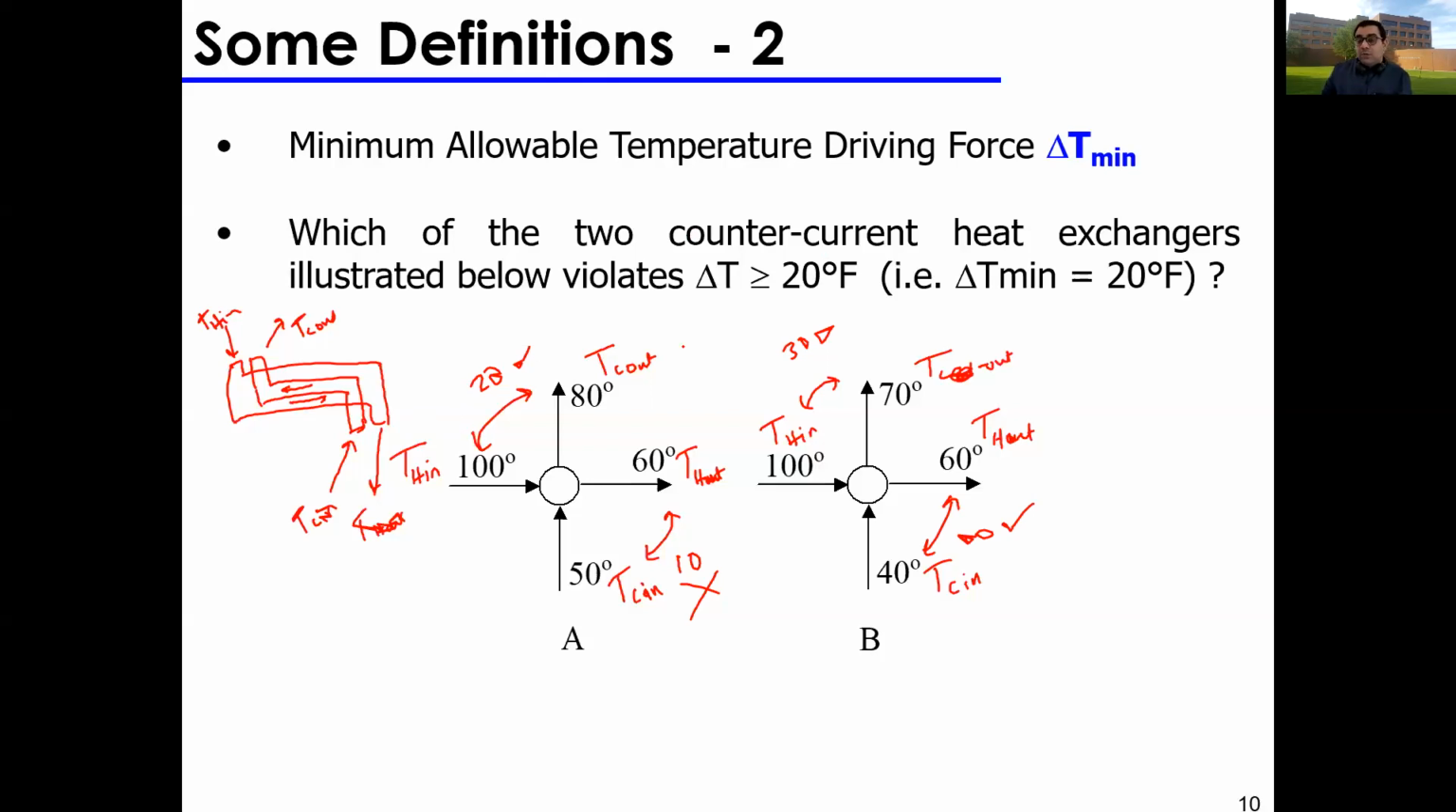countercurrent or co-current. If it's co-current, I'm going to look at these pairs instead, right? If it's co-current, I have TH in, TC in, TH out, TC out, right? So I'm looking at the two opposite pairs. Something to keep an eye on.